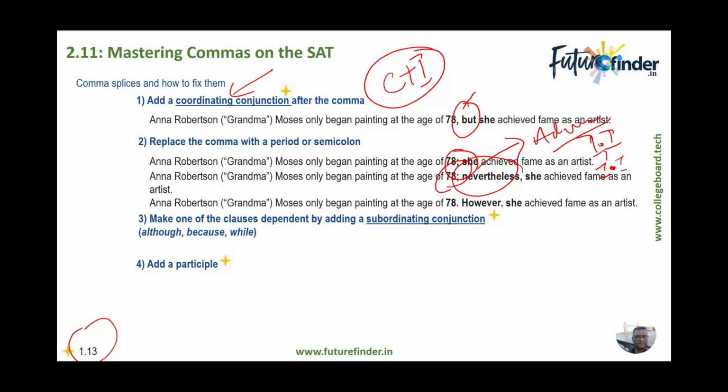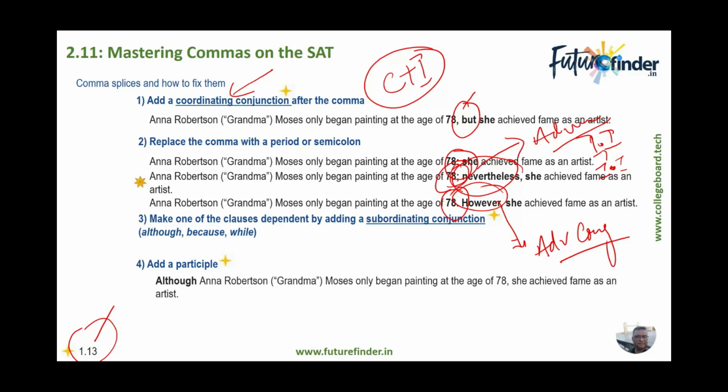Anna Robertson only began painting at the age of 78, full stop. Of course, this is definitely another option in place of a semicolon, depends on how you want to write it. However, again, comma, the same thing. Again, we have got an adverb as a conjunction. Same, you can refer back to 1.13, but then we are going to take this up. The third way in which we can impress upon this is something like this. Anna Robertson Moses began painting at the age of 78, achieving.